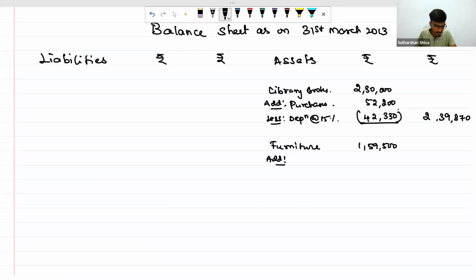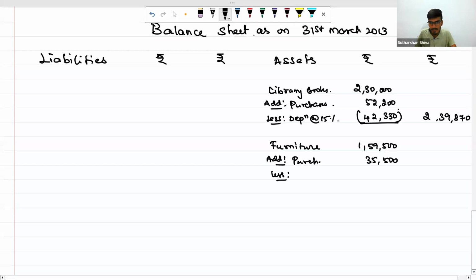Add purchases, 35,500. What is less? Depreciation at 10% we need to do. Calculate 10%. 1,59,500 plus 35,500 is equal to 1,95,000. On 1,95,000 we will calculate 10%. Okay, we'll calculate 19,500.